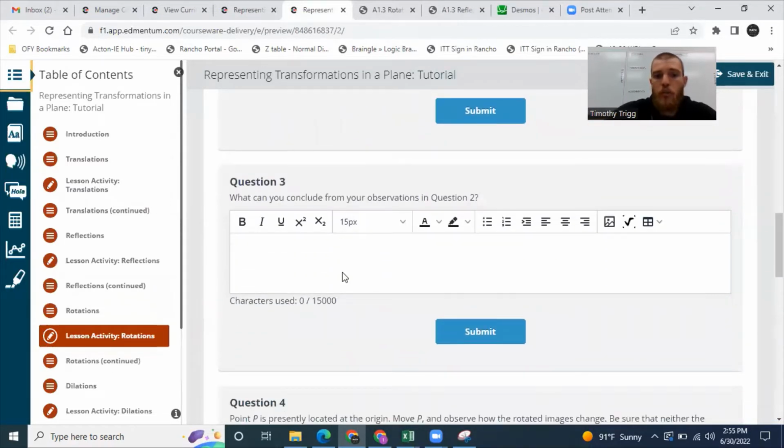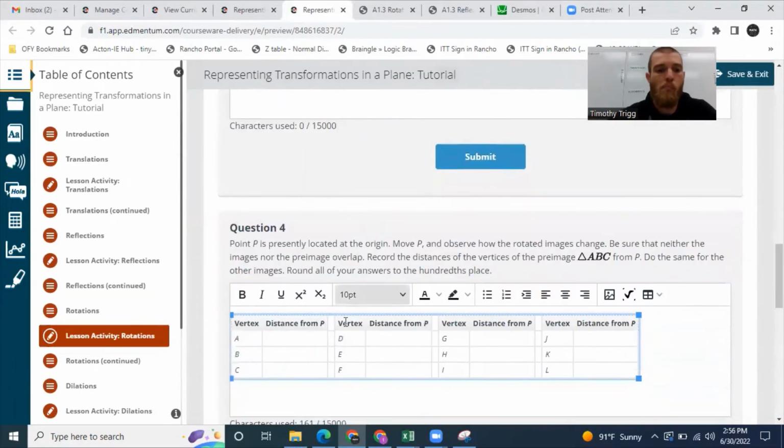What can you conclude from your observation in question 2? So I've already kind of talked about this, but basically, when you rotate a pre-image or any shape around a center point, the distance from the pre-image to the center point is the same as any of the images to the center point. So when you rotate a shape, you're conserving that distance from the center point. So I want you to explain that there.